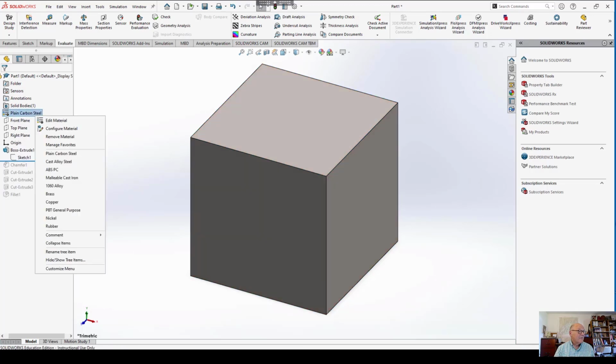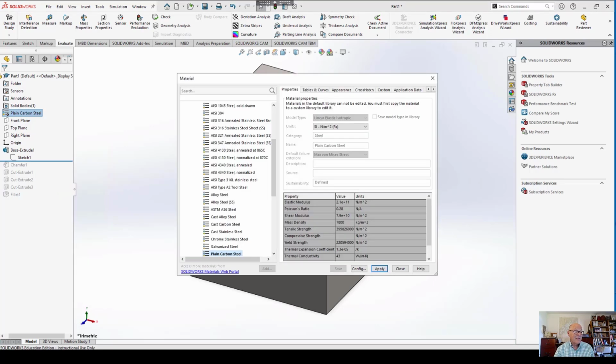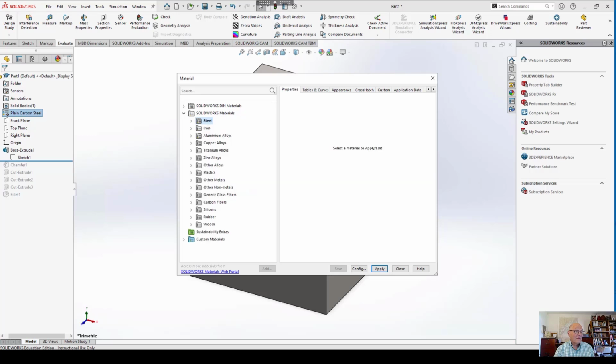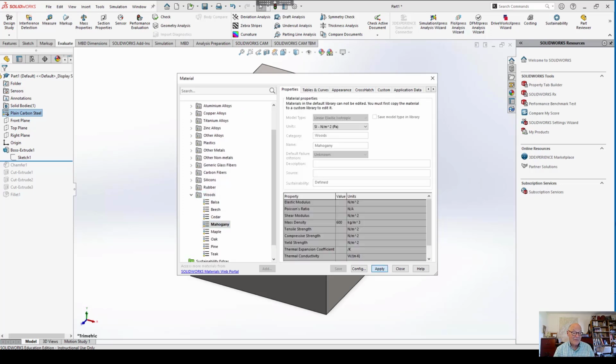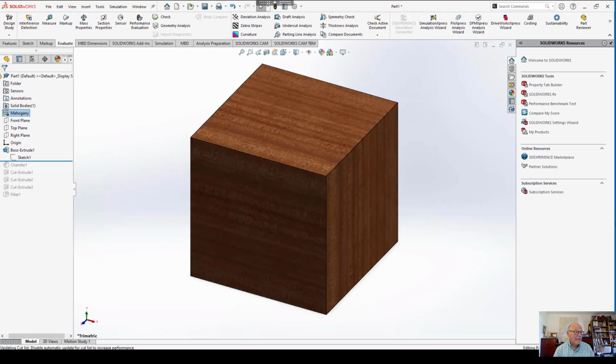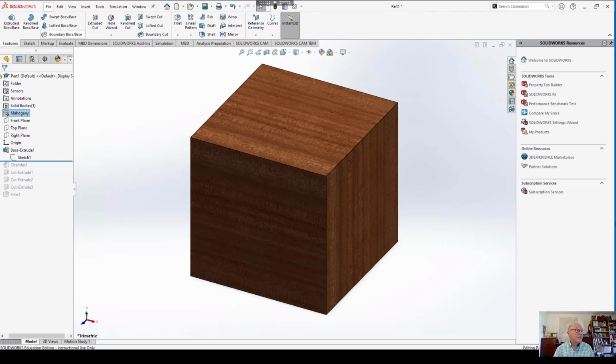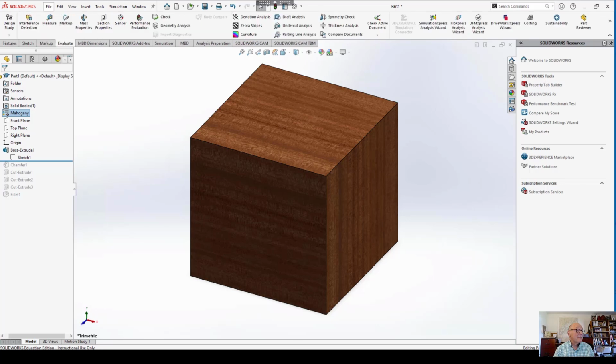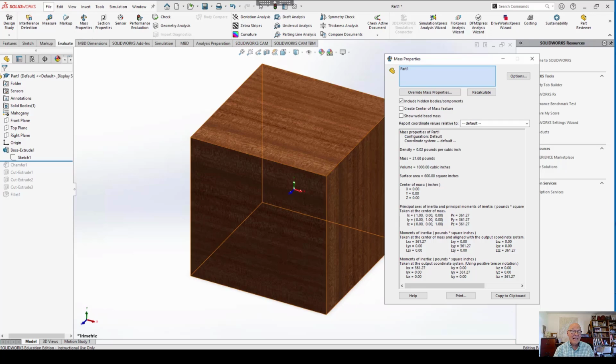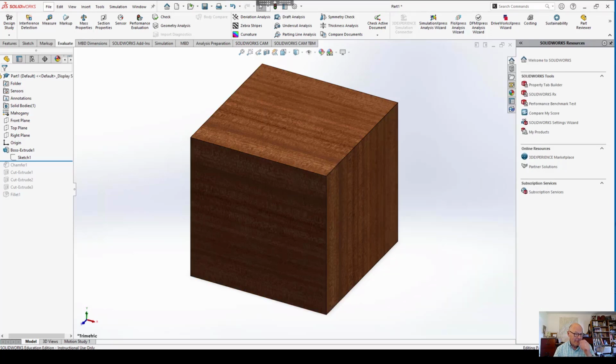So that's right click. Okay, so edit material brings up all the various materials that you can select. So right now we've got steel, iron, aluminum alloys, copper alloys, all kinds of things going on here, but you also have plastics, woods. So if I were to decide I want that to be made out of wood, let's say mahogany, which is a relatively heavy wood, now it shows me kind of what it would look like. I go back over here now to features, to evaluate, mass properties, and now we're talking 21 pounds if that's made out of wood, which makes a lot of sense.